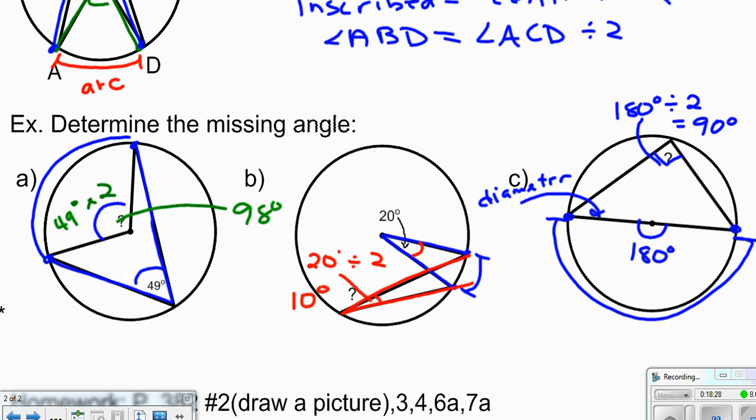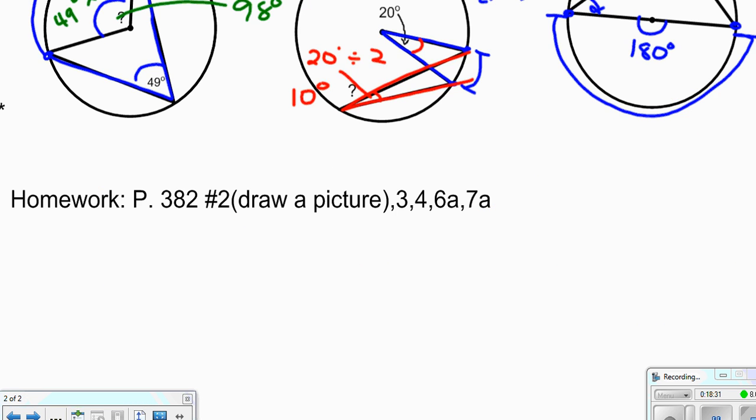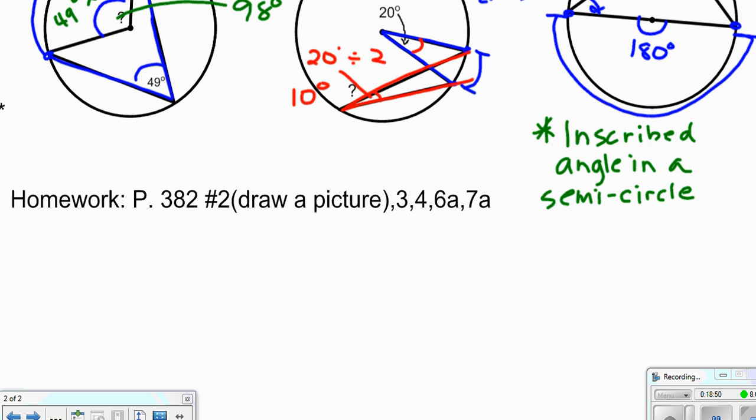And so this is another special property. Just write this down below. An inscribed angle in a semicircle, or half a circle, is a right angle. So it is a 90-degree angle.